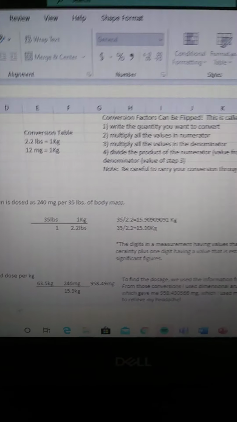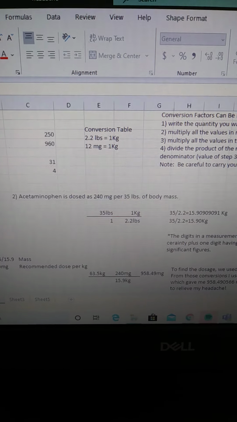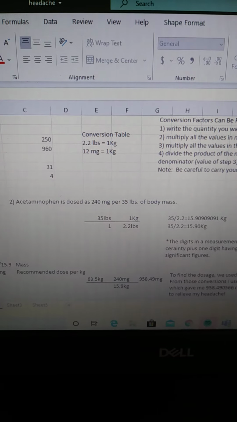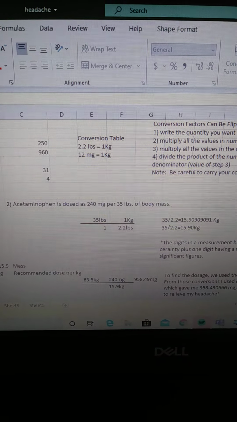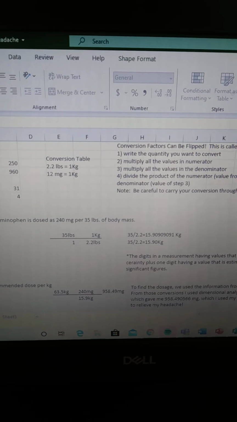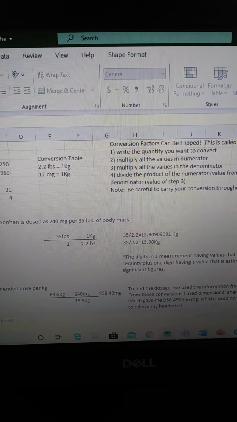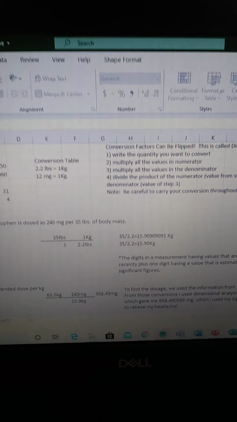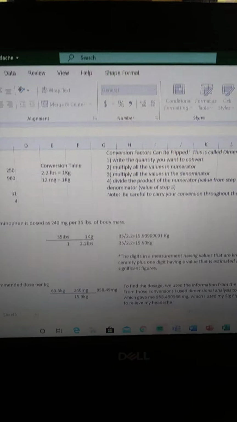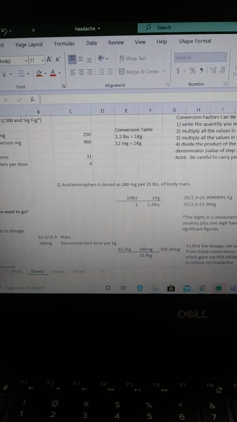And then up above with my weight, we have the dimensional analysis. And again, we're going to use the dimensional analysis here because I have now found my body weight in kilograms, but the acetaminophen is dosed as 240 milligrams per 35 pounds of body mass. So I'm still not there yet. I've got one more little problem here. So I take my 35 pounds times the 1 divided by 2.2, and that's going to give me, as you can see, I rounded to 15.9 kilograms. So now I know what 35 pounds for the 240 milligrams is, and I know how much I weigh.